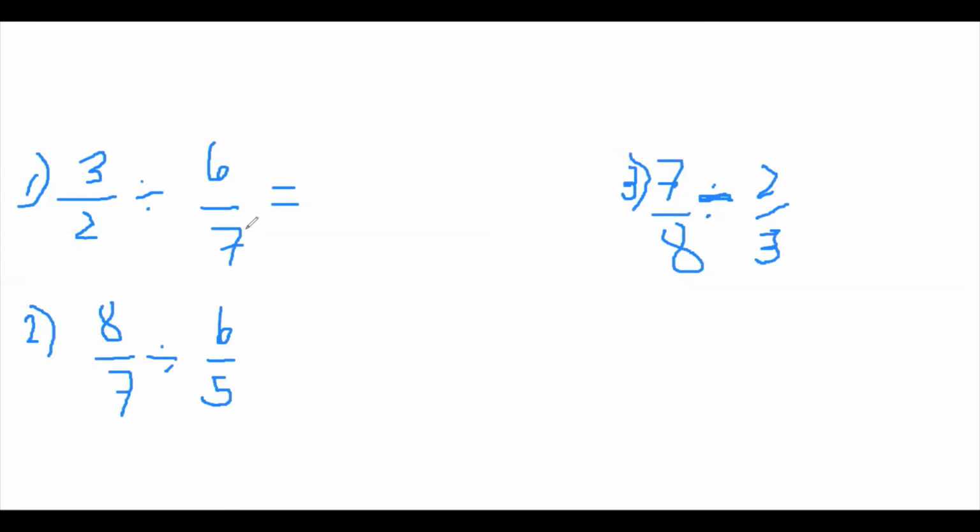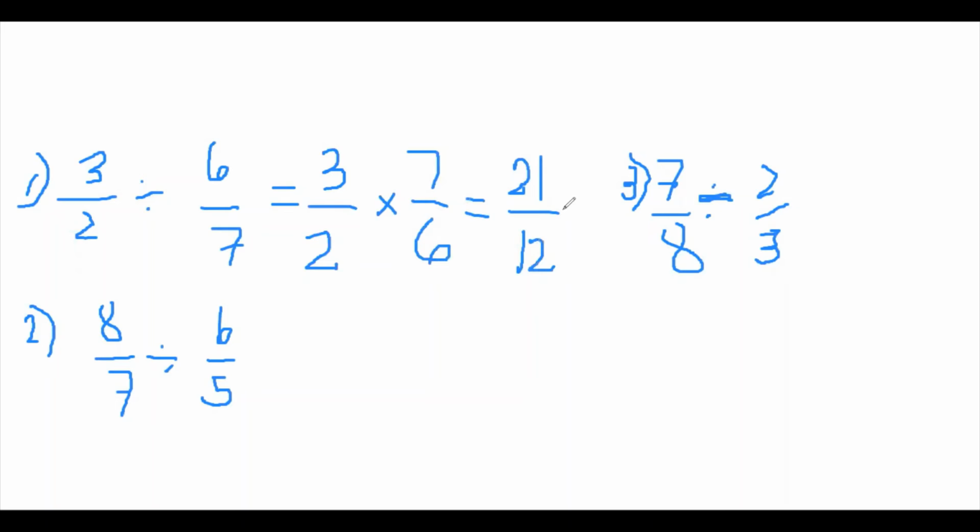Okay, so we have 3 halves times 7 over 6, the reciprocal. So we have 21 over 18, and 21 over 12. So we can still simplify. The answer is 7 over 4, an improper fraction. So we have here 4 goes into 7 one time, remainder 3. So this is the answer in our first problem, 1 and 3 fourths.